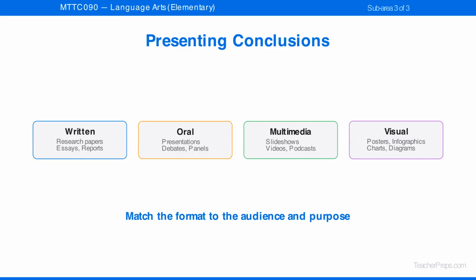A visual poster works well for sharing with classmates in a gallery walk, while a written report develops formal writing skills. A multimedia presentation lets students practice technology skills alongside communication. Regardless of format, students should organize information logically, select relevant evidence, practice their delivery, and receive feedback from peers and teachers.